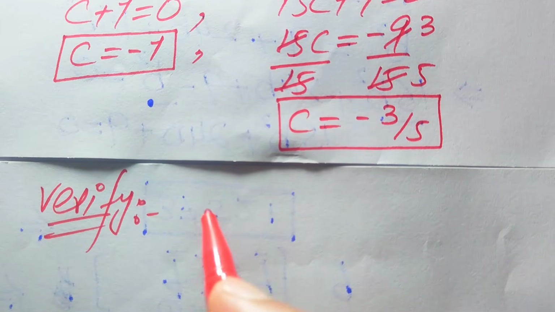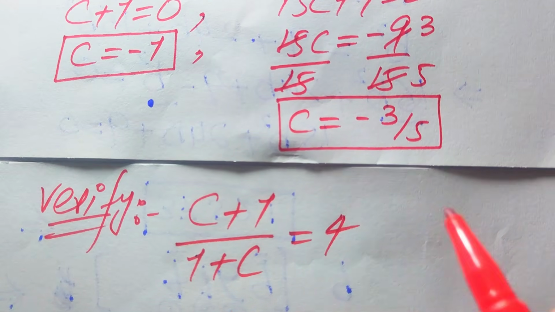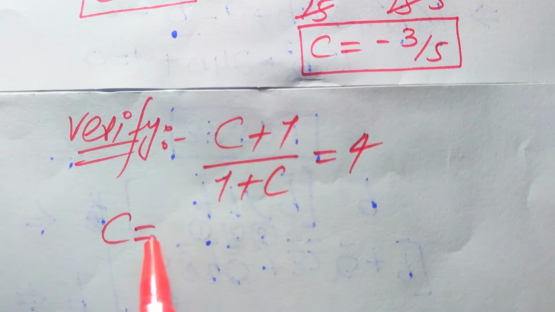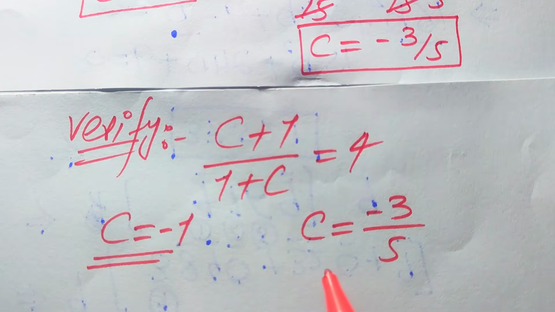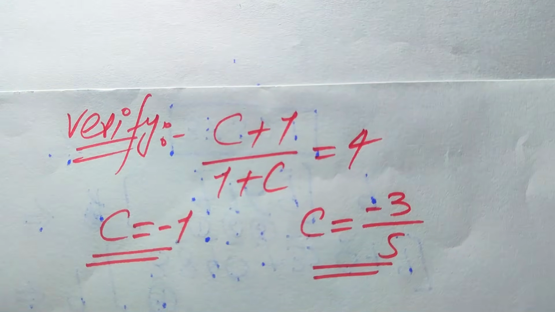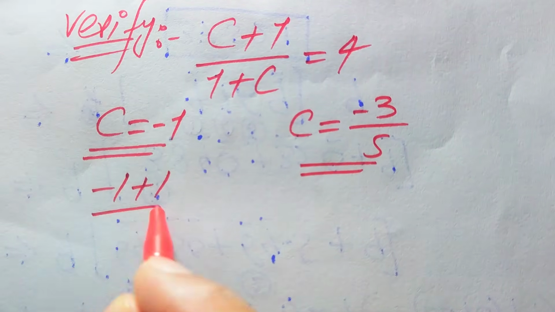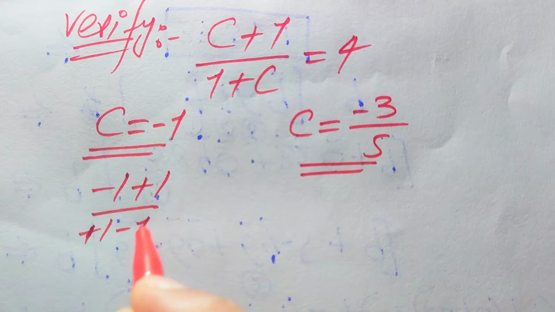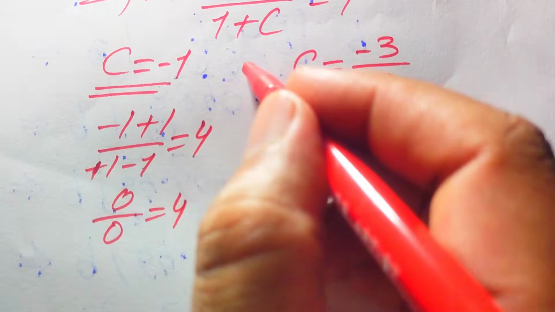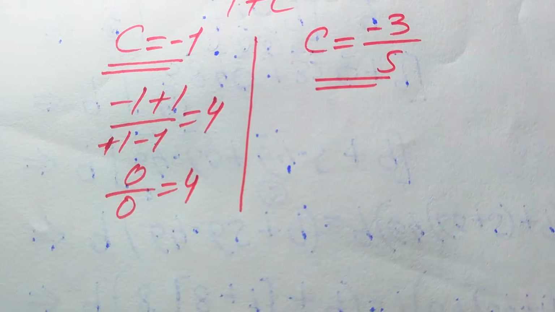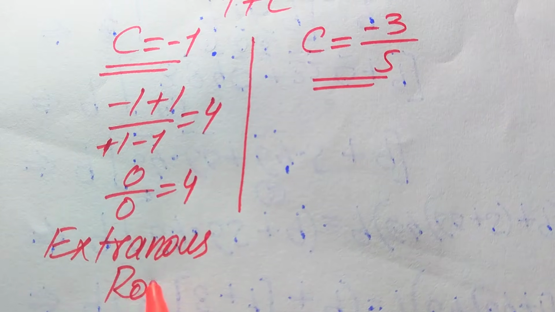For verification we need to copy down the given question statement. Here it is (c + 1)/(1 + c) = 4, and on this side we verify c equals minus 1, and on this side we verify c equals minus 3 over 5. First we focus on c equals minus 1, and when you put it here we get (minus 1 plus 1) over (1 minus 1) equals 4, and we get 0 over 0 form equals 4. This shows that c equals minus 1 does not satisfy our given question statement, so we call c equals minus 1 the extraneous root of the given equation.